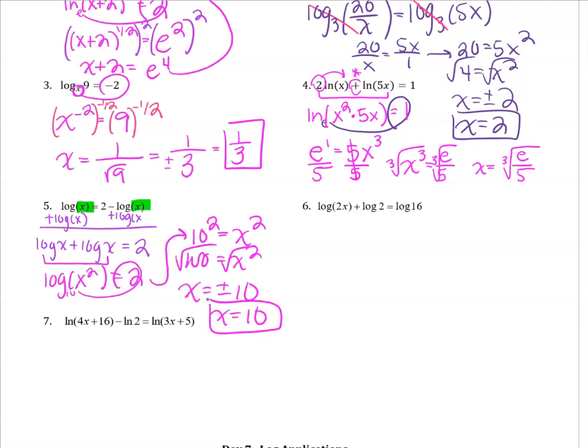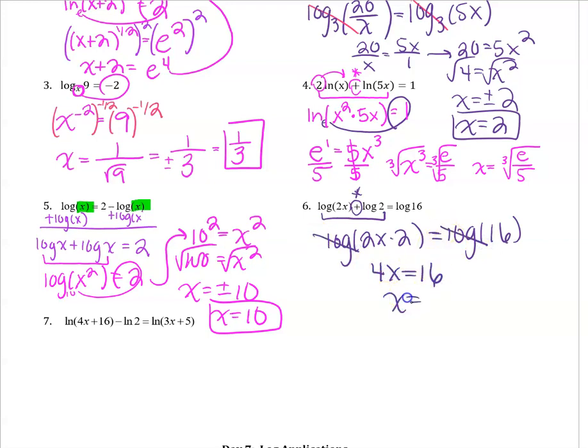All right, we just got 2 more to do, and they're both the same type. I'm seeing logs on both sides of the equation in number 6, and same thing in number 7. So I'm going to grab my navy blue pen, since apparently I'm color coding now. Addition relates to multiplication, so log of 2x times 2 equals log of 16. Log equals log, so I have 4x equals 16, so x equals 4.